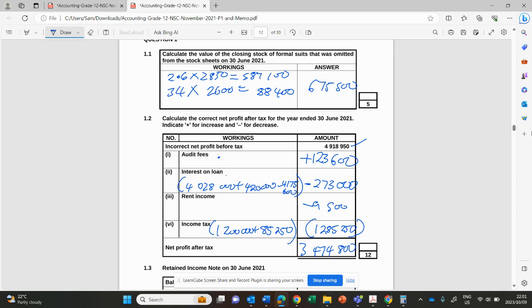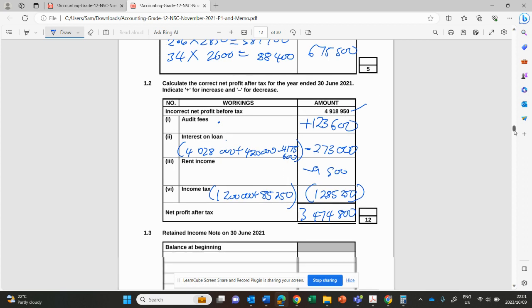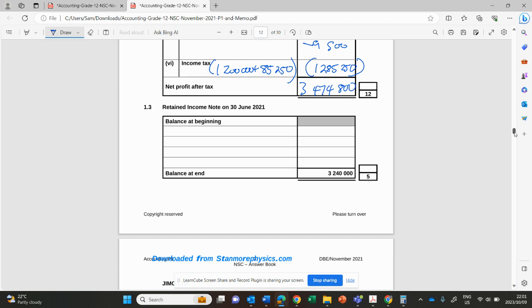Now that you have calculated this net profit after tax, you're going to use it under the retained income. Retained income, balance at the beginning, then net profit after tax. Then you're going to put here 3,474,800. Then now we're going to go to the repurchases.